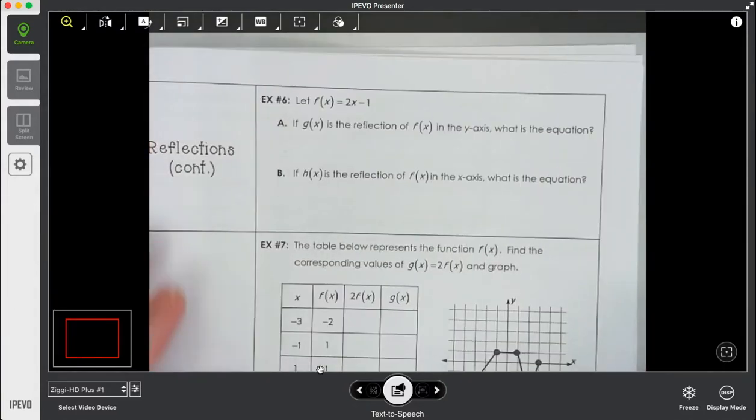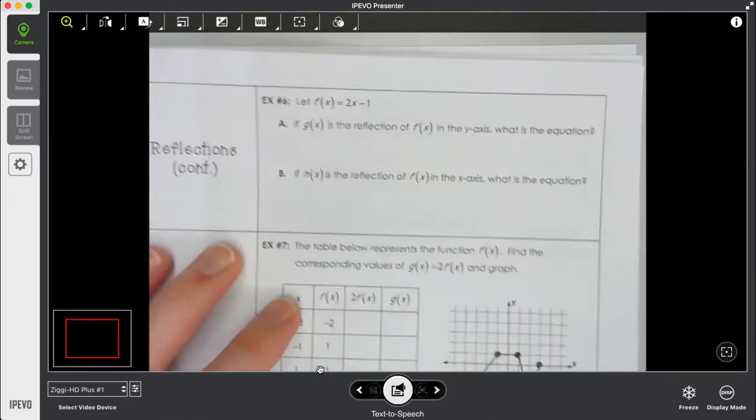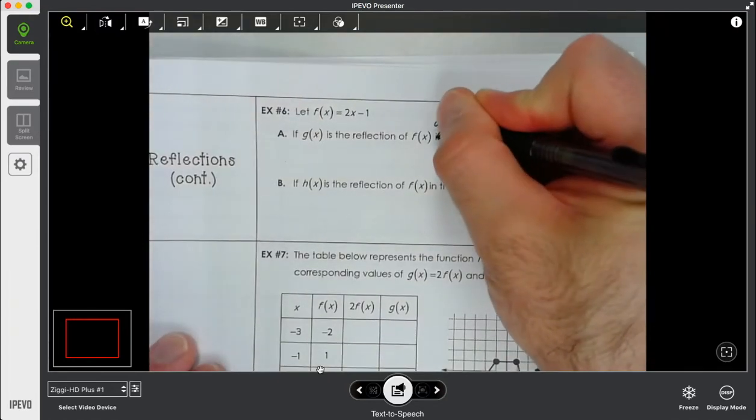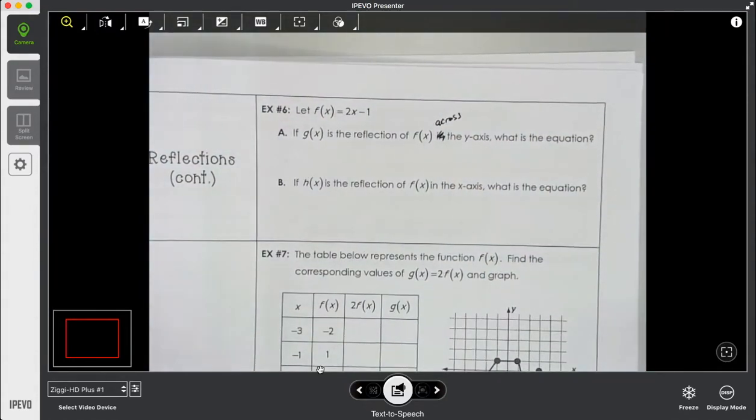So if g of x is the reflection of f of x in the y-axis, what is the equation? When we're reflecting, and again, this should be across, I don't really like the nomenclature "in". If we're reflecting across the y-axis, that's when our input is changing, but our output stays the same.